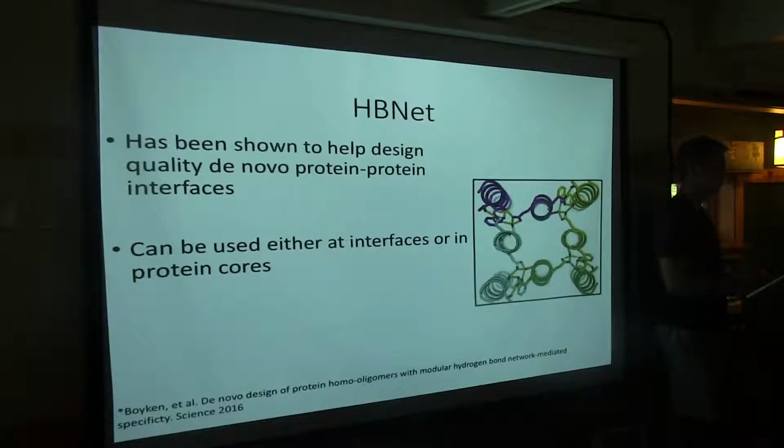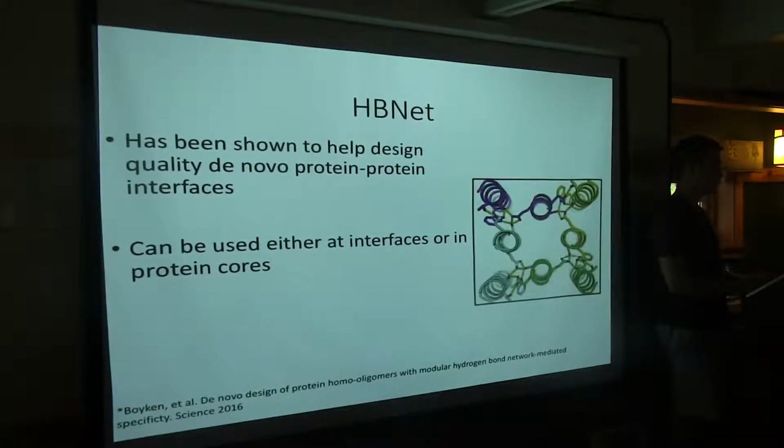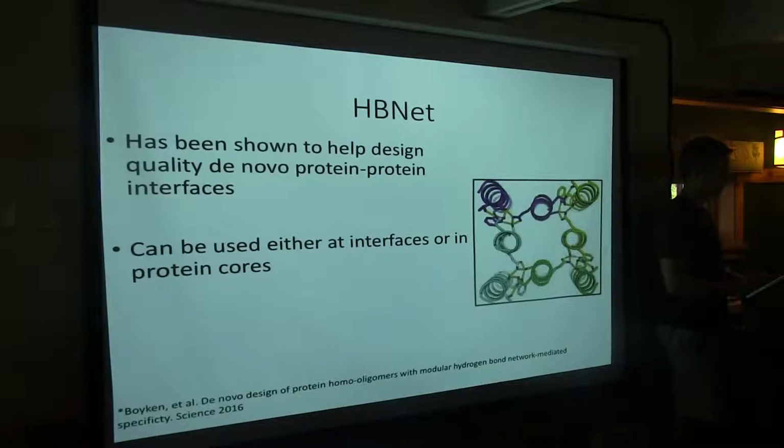Now, like I mentioned, Rosetta already has a protocol that designs hydrogen bond networks called HBNet by Scott Boykin and friends. Shown here is one of their proteins that they put together that's shown in their paper last year. That's cited at the bottom if you can read that. And you can either run it at interfaces, which is where I've seen it used more often, or in protein cores. Most of my talk today is going to be focused on protein interfaces, but a lot of it can be extrapolated to the general case.